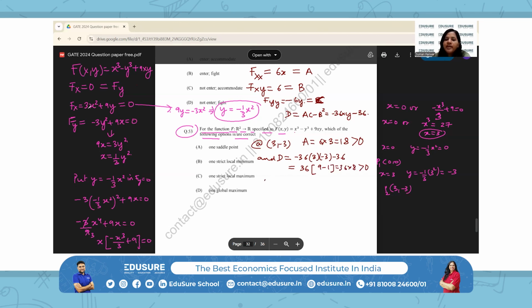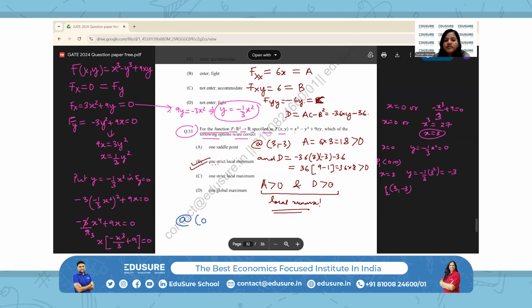So whenever we have A positive and D positive, we have a point of local minimum. Okay, so we have one strict local minimum. Option B is correct.